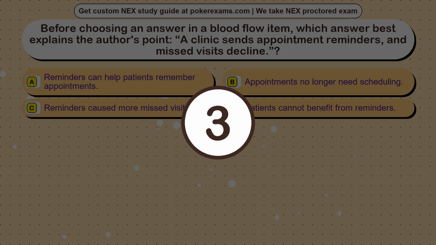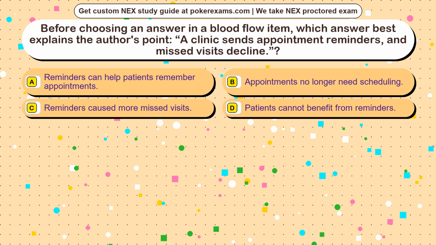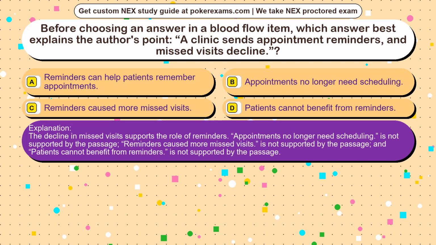The correct answer is option A. The decline in missed visits supports the role of reminders. Appointments no longer need scheduling is not supported by the passage. Reminders caused more missed visits is not supported by the passage, and patients cannot benefit from reminders is not supported by the passage.